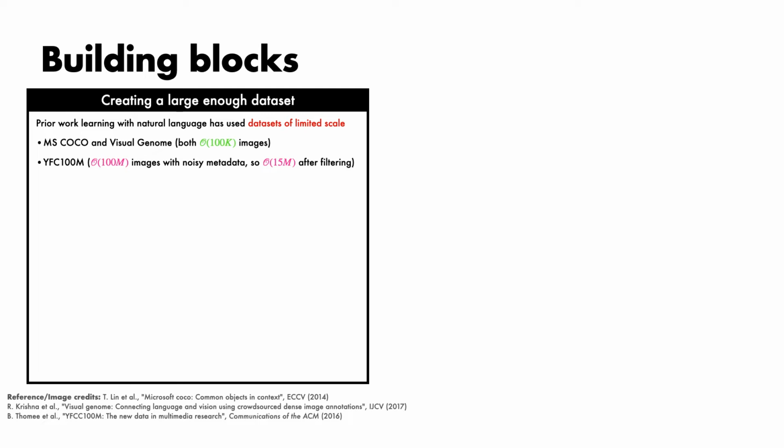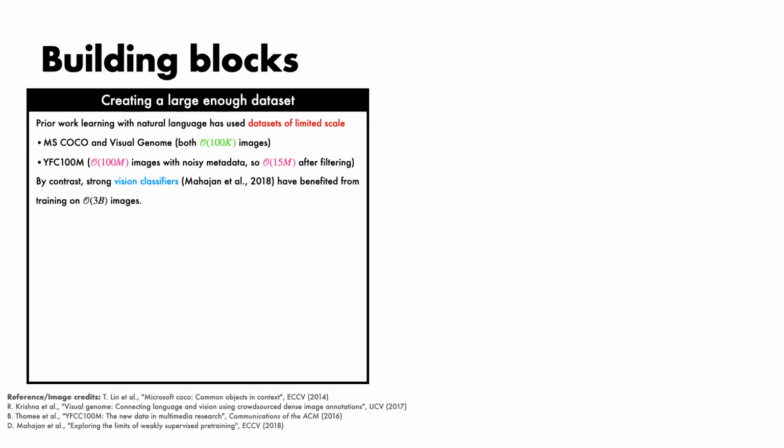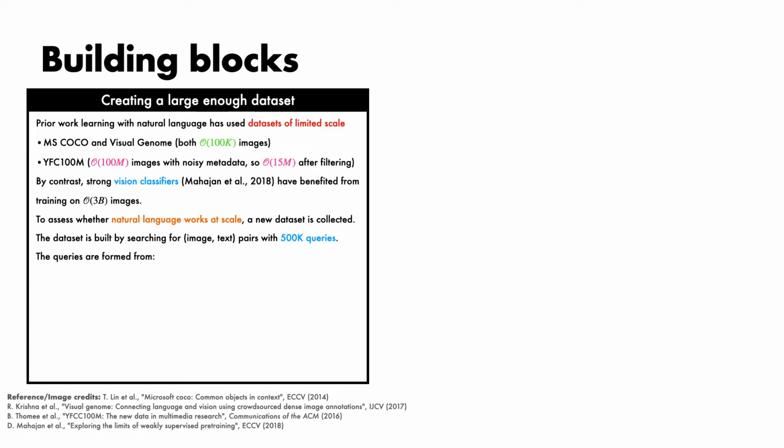After filtering to images with usable natural language descriptions, the dataset is reduced in size to 15 million images. By contrast, strong vision classifier systems have benefited from training on datasets exceeding 3 billion images. Given this disparity, to assess whether natural language supervision can work efficiently at scale, a new dataset is collected. This dataset is built by searching for image-text pairs with a set of 500,000 queries.